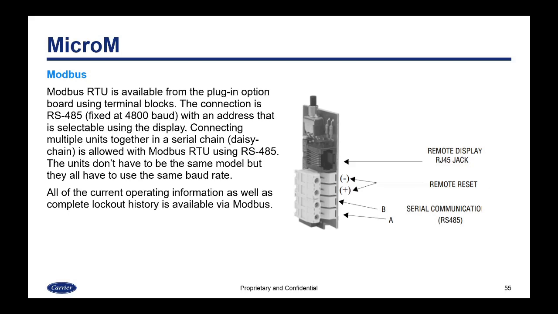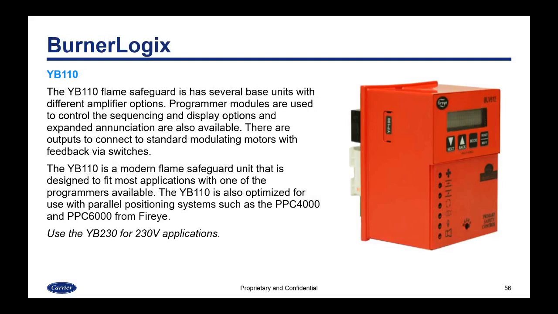So next we have the BurnerLogix, starting with the YB110. So the YB110 Flame Safeguard has several base units with different amplifier options. So the base unit itself contains the amplifier. That's what's a little bit different about the YB110. Programmer modules are used to control the sequencing and display options, and expanded enunciation is also available. There are outputs to connect to standard modulating motors with feedback via switches.